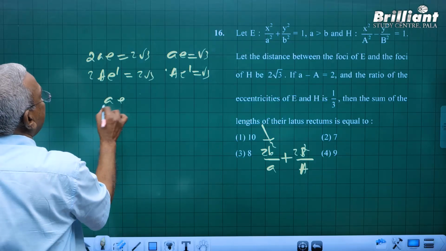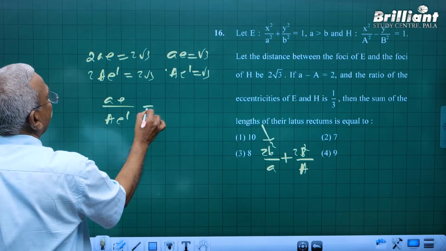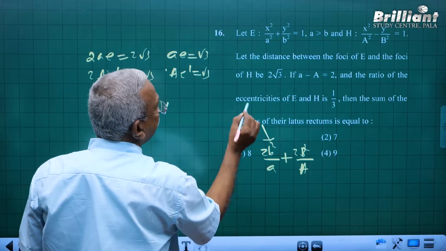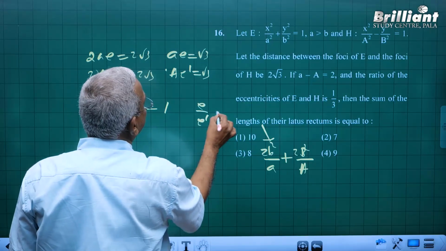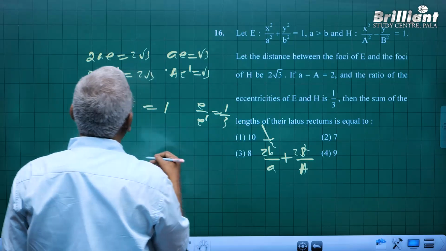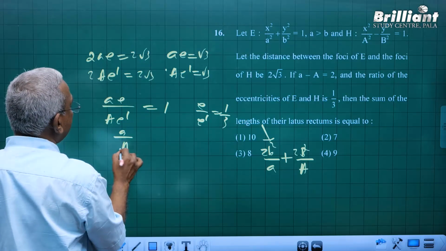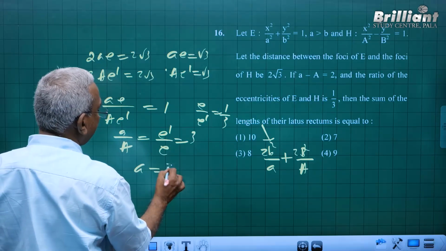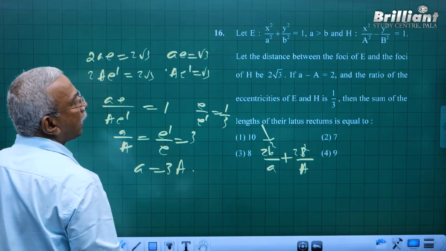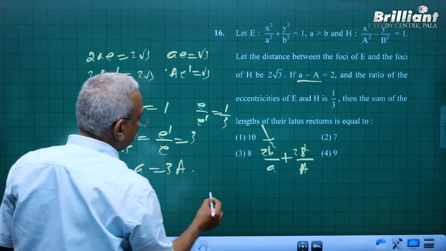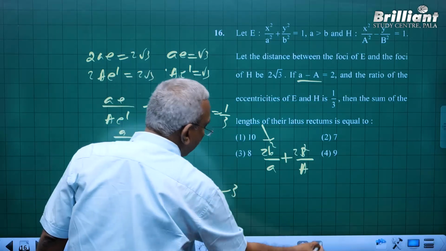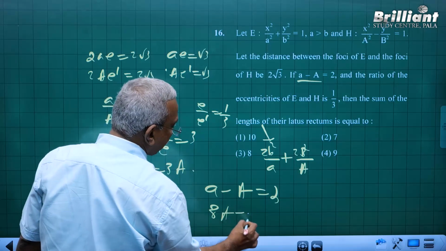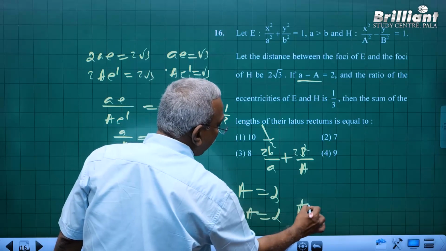Therefore, AE divided by AE dash is equal to 1. Given the ratio of the eccentricities, 1 by E2, that is E divided by E dash, is equal to 1 by 3, which implies that A dash by A is equal to E by E dash, or it is equal to 3, or A dash is equal to 3A. This is the condition. And at the same time, A dash minus A is given. So, A dash minus A equal to 2, we can replace A dash with 3A. So, 3A minus A is equal to 2, or we can say A is equal to 1.